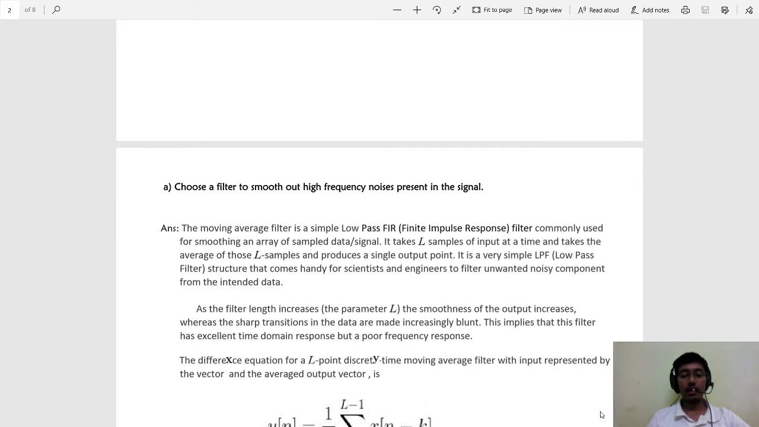Generally, it takes L samples of the input at a time and takes the average of those L samples and produces a single output point. And it is a very simple low pass filter, and as L increases we can say that the signal gets smoother, but this filter has some constraints. This filter is good for time domain analysis, but when it comes to frequency domain analysis, it is not at all a good one. I am going to discuss it right below.